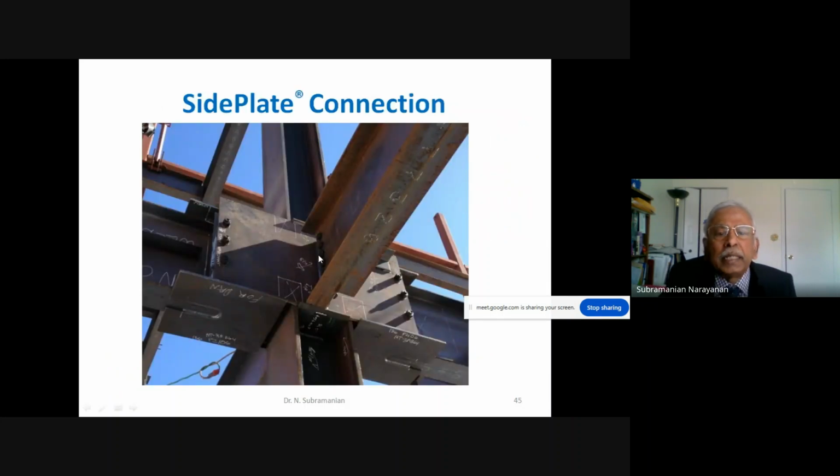This is a patented connection which is called the side plate connection. As I showed in a previous slide, it consists of a lot of extra plates near the joint, so that the plastic hinge location is placed away from the joint.